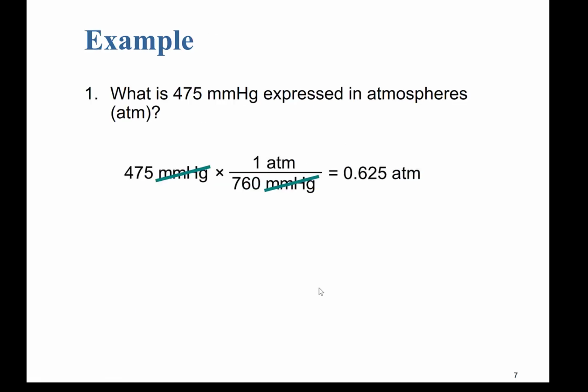So here's an example of just converting. If you have 475 millimeters of mercury and we want to convert it into atmospheres, we'd start with our 475, and then we would use the conversion factor that 1 atmosphere is 760 millimeters. And I want to put the millimeters on the bottom so that these would cancel. So I take 475 times 1 and then divide by 760. My original number has 3 significant figures, so my final answer has 3 significant figures.